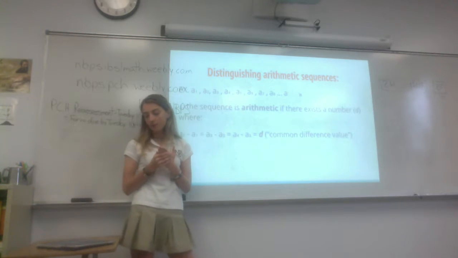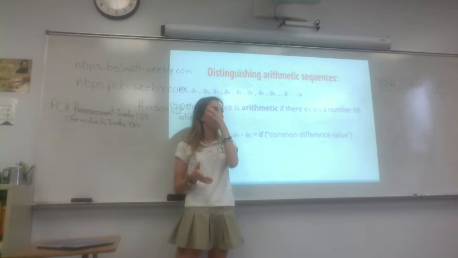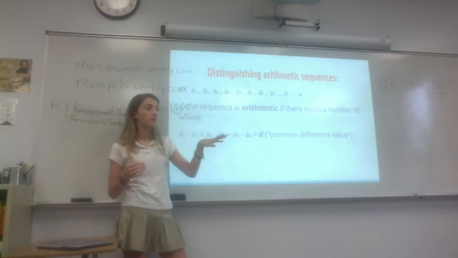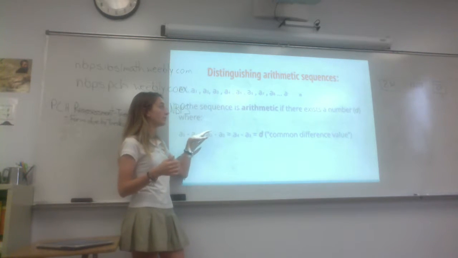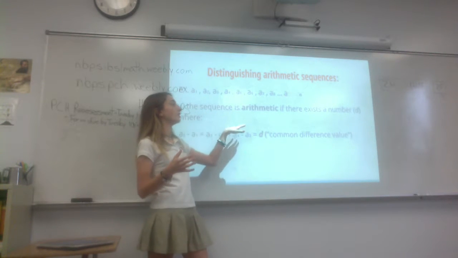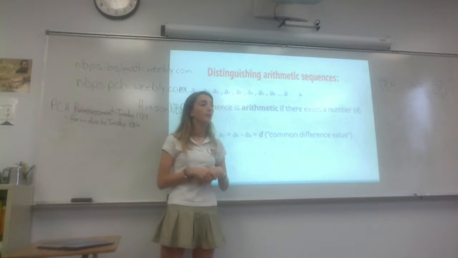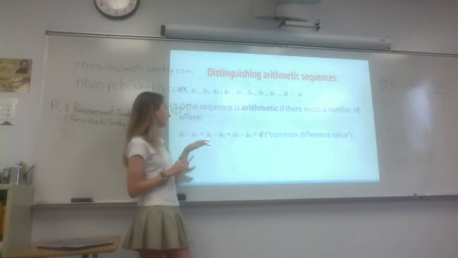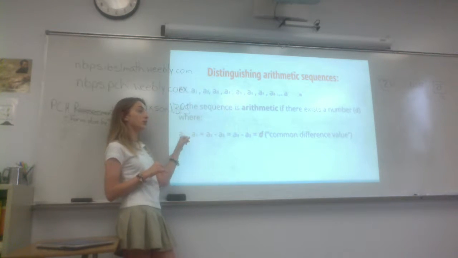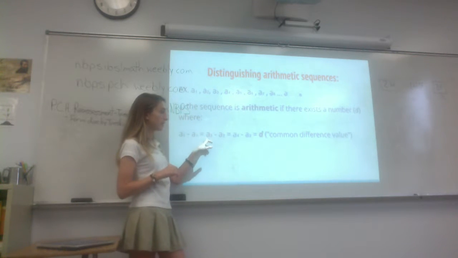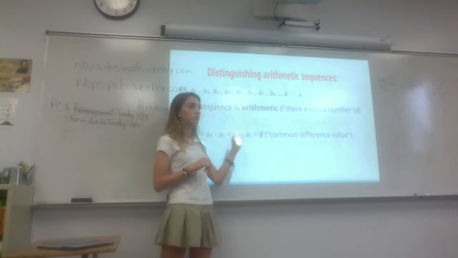What's different between an arithmetic sequence and a geometric sequence is that with an arithmetic sequence there is a common difference versus a common ratio, and it's a different value. So as I said before, a sub 2 minus a sub 1 is equal to a sub 3 minus a sub 2, and so on and so forth.